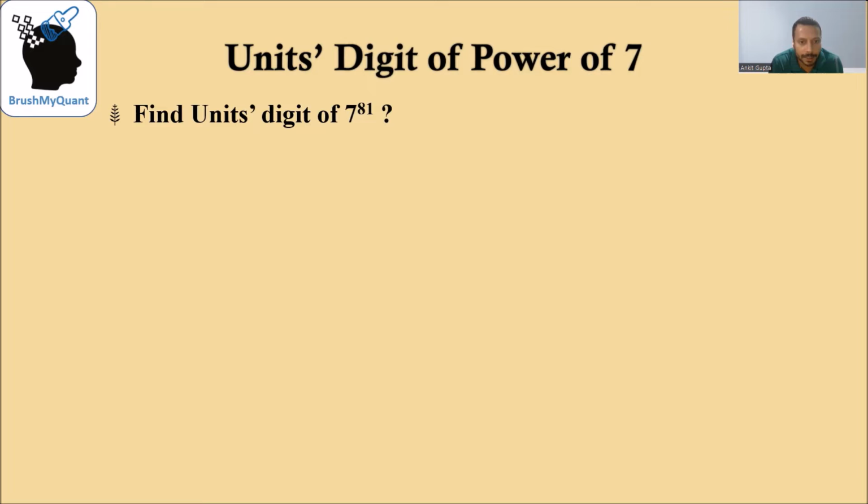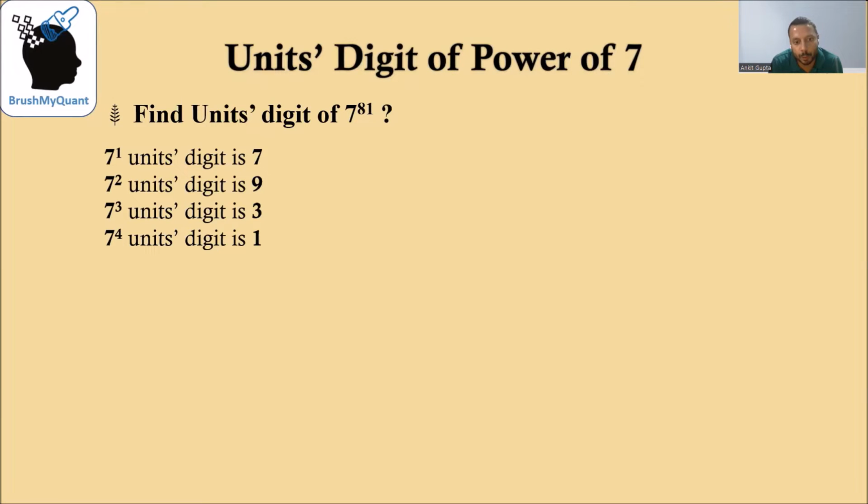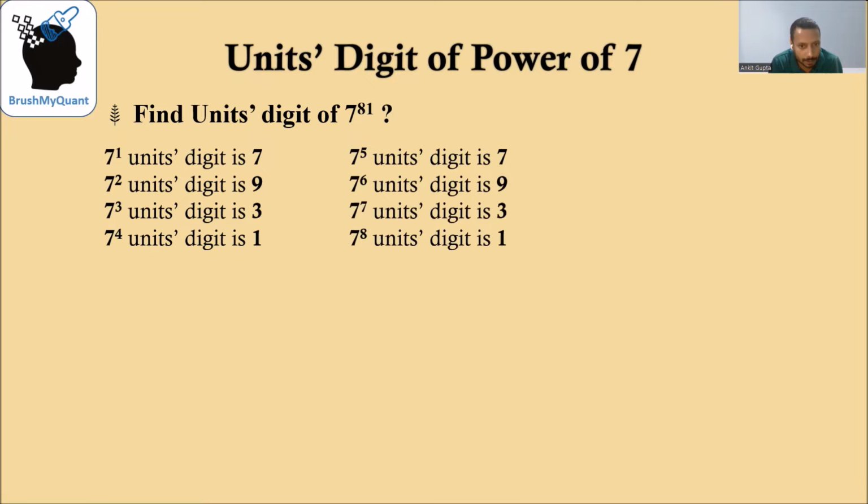Now let's start by finding if there is a pattern or cycle in the units digit of powers of 7. So 7 raised to 1, units digit is 7. 7 squared, units digit is 9. 7 cubed, units digit is 3. And 7 raised to 4, units digit is 1. Now since we got a 1, the pattern will repeat and we will get the units digits again as 7, 9, 3 and 1. That means the cycle of units digit of powers of 7 is actually equal to 4.